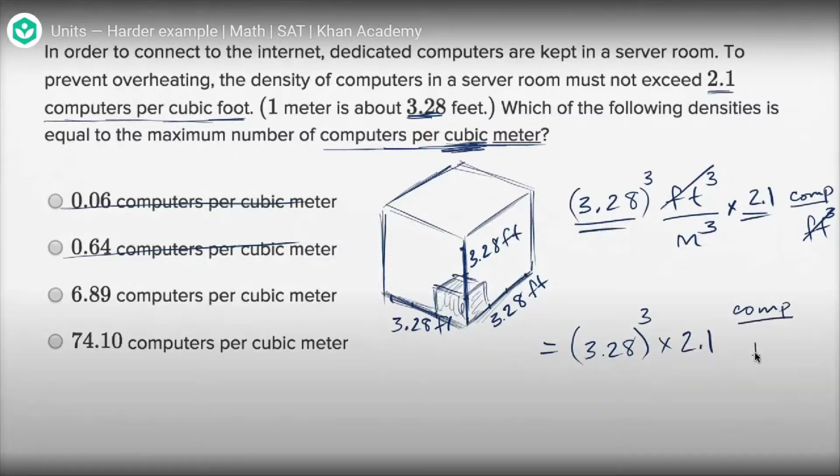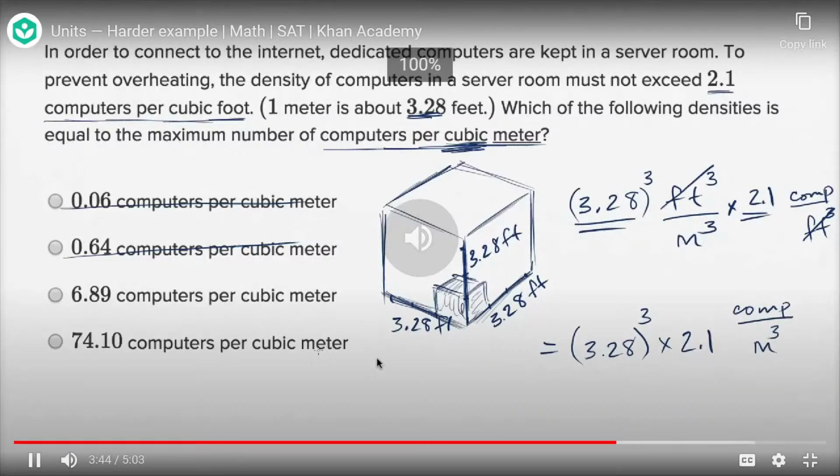We could solve it some way, but we can estimate because these two remaining choices are quite different. What's 3.28 to the third power going to be roughly? Well, 3 to the third power is 27, so this thing is going to be larger than 27. And if you multiply something larger than 27 by 2.1, well, these numbers look right.